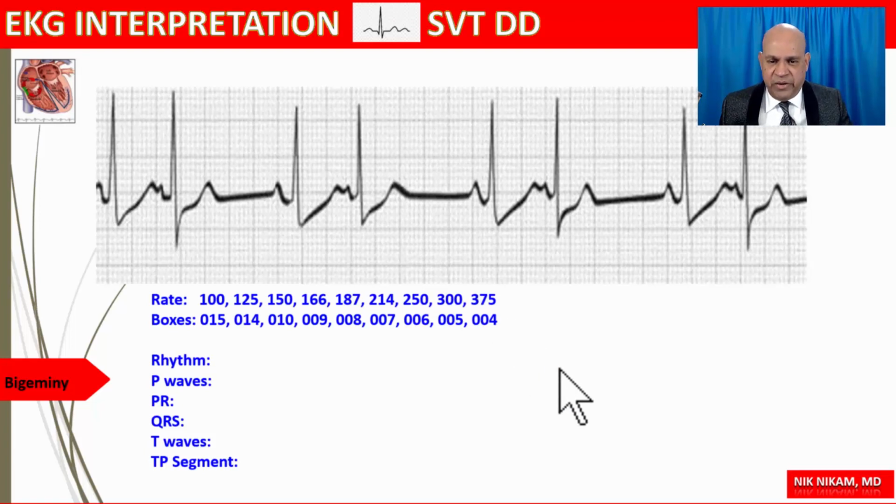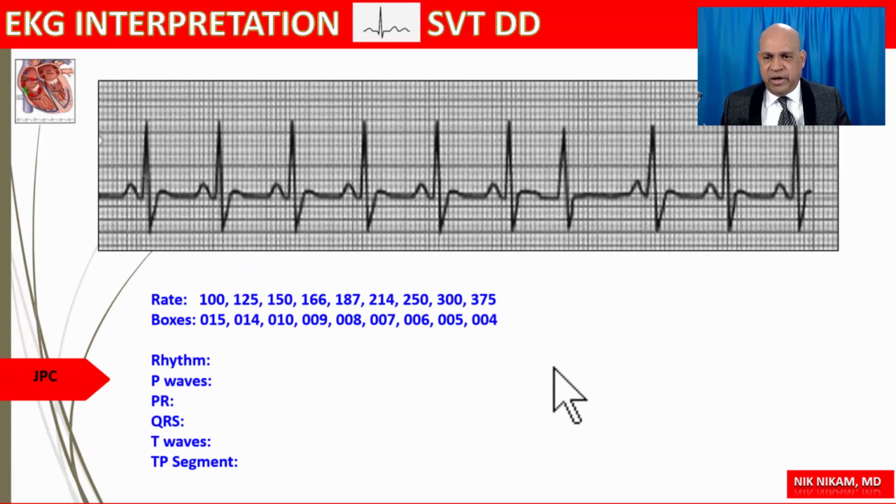Okay, let's move on to the next one. So take a look at this rhythm strip and see what you find, and then we'll proceed. Again, let's look at the heart rate here. It's kind of hard to see how many beats are there. I would say from here to here is 4, so this is approximately like 100 heart rate. Anyway, we have sinus beat all the way up to here.